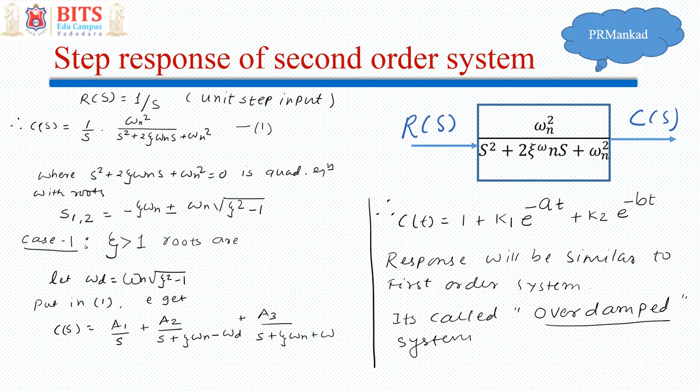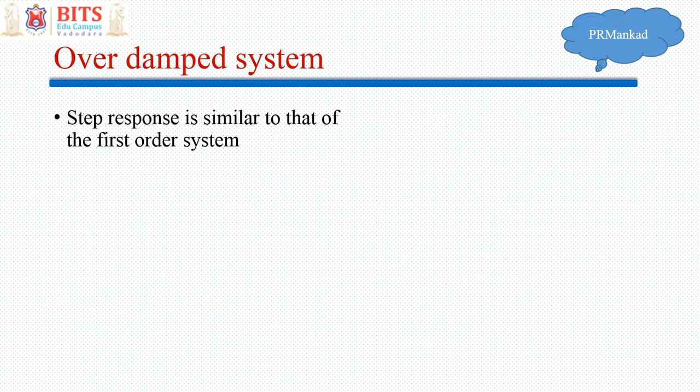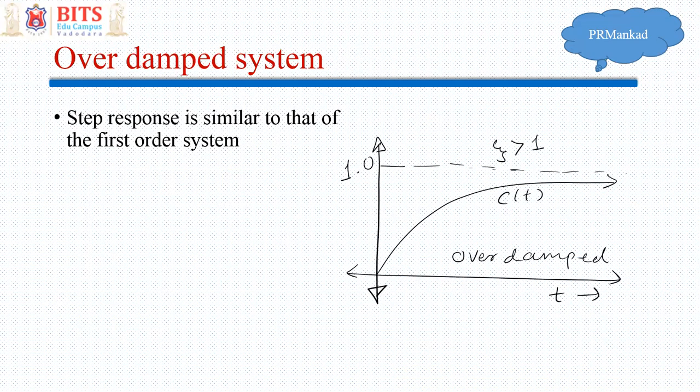Now here we are coming across a word damp. So let us see what we mean by damped system, right? So over damped system means the step response is similar to the first order. It is slow if the damping ratio is large. So if zeta is greater than 1, if zeta is say 2, 3, 4, the larger the value of zeta, the slower is going to be the response. That means it is going to take more time from 0 to reach the final steady value, right?